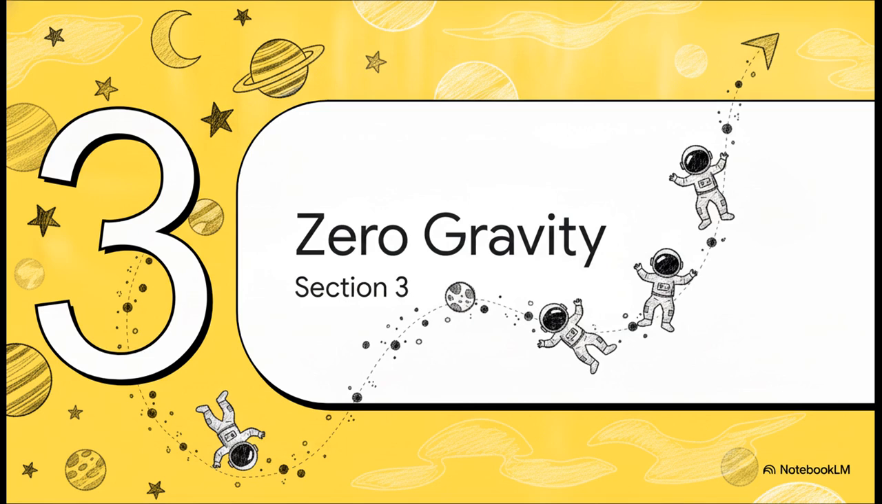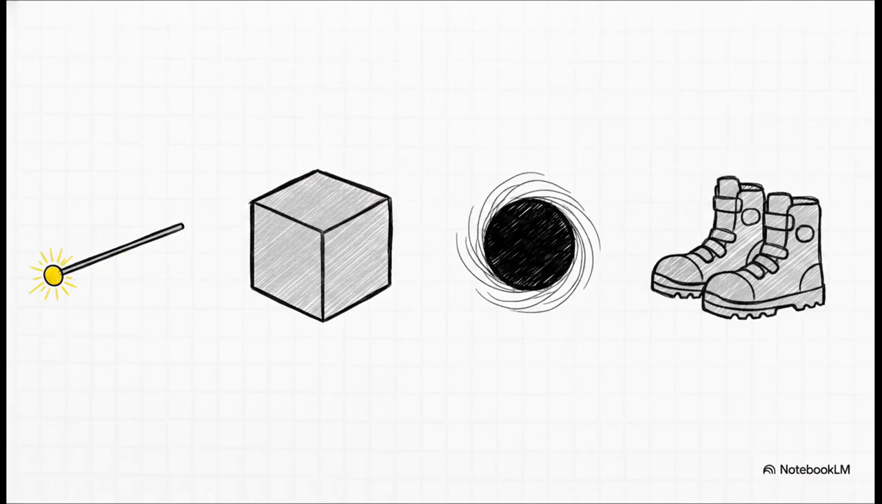Section 3. Navigating zero gravity. The animator suddenly decides to drop in this bizarre inventory of tools and threats. There's a gravity gun, which is ingeniously drawn as just a simple line with a glowing dot at the end. Right next to it, there's a massive, extremely dense-looking heavy block. Then, the ultimate obstacle, a black hole, represented as an ominous solid black circle. And finally, a pair of anti-gravity boots.